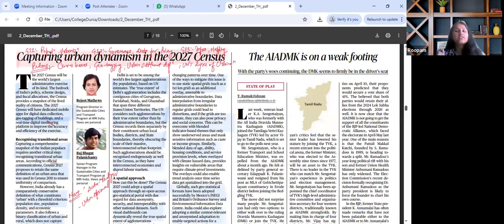From a mains perspective, the same article is to be seen through the lens of data-led governance, urban sprawl, peri-urban challenges, why the current definition of urban settlements or urbanization fails, and policy implications for planning and funds. This is how this article is to be holistically read and revised.